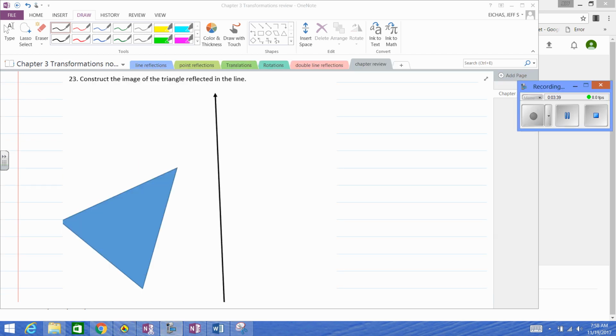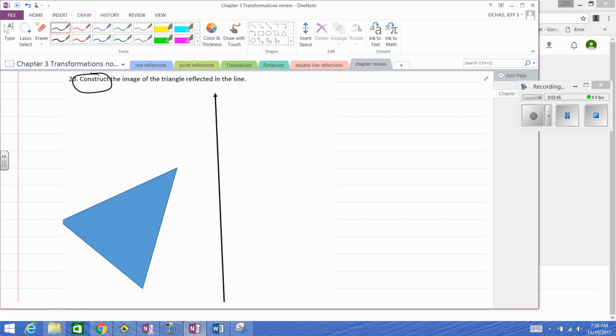Okay, so now much more complex. If we want to construct the image, again, there's that word again. Construct kind of implies use of the compass tool. There's a difference between the word construct and sketch. Sketch is, you can use a straight edge, you can estimate things. Construct means you have to have precision. So, if this is point A, now I have to understand how a line reflection works.